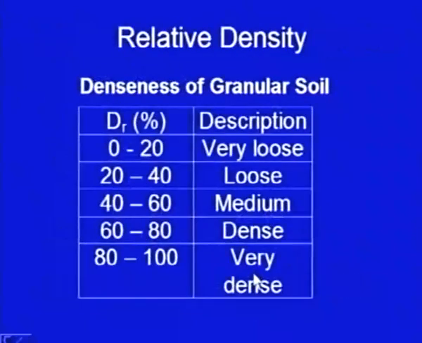And there is this empirical table available. Using this empirical table, one can define the compactness of the granular soil or the denseness of the soil. If the Dr value, relative density, is less than 20, it is termed to be very loose. If it is between 20 and 40, it is termed as loose soil. Between 40 and 60, it will be medium, 60 to 80 dense, and if it is more than 80, then the soil is called very dense.